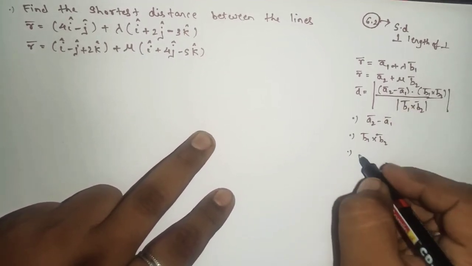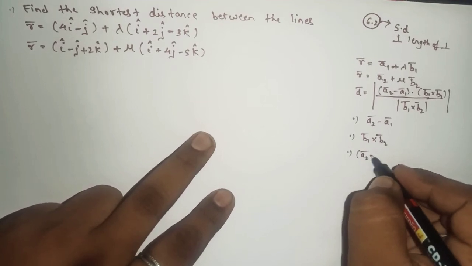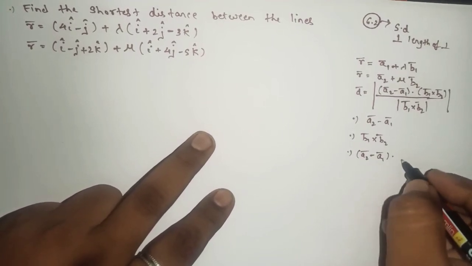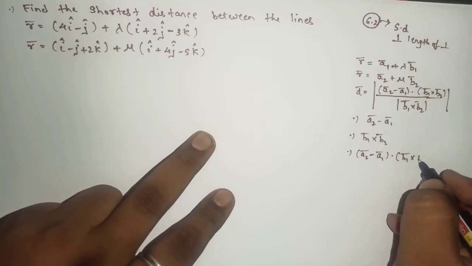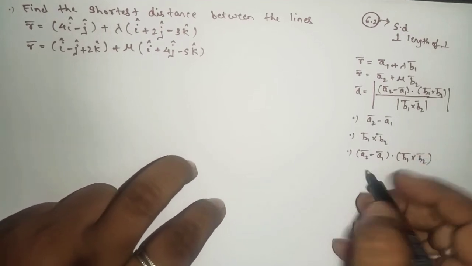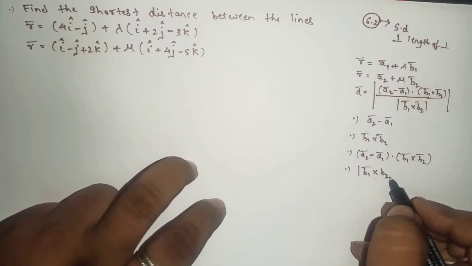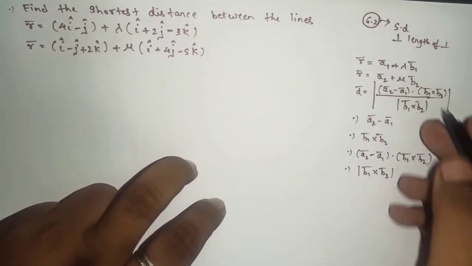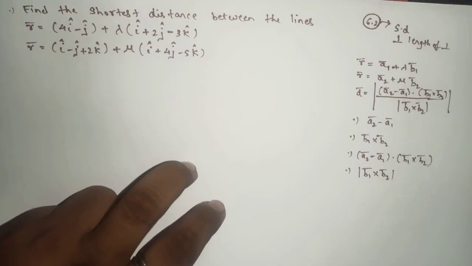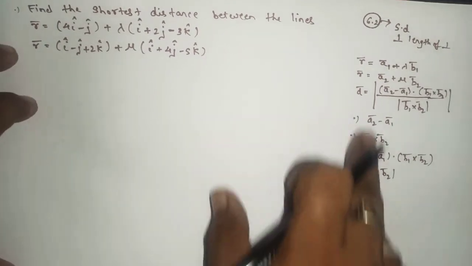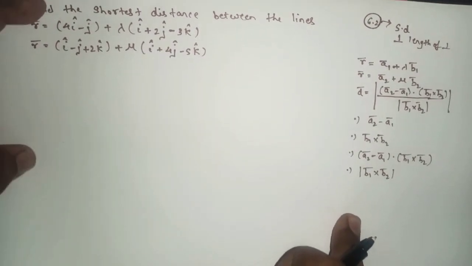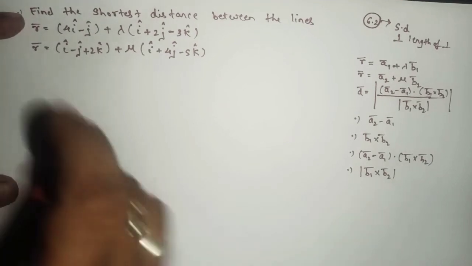After that you will find the dot product in the numerator section, and then you will find the magnitude of b1 cross b2. After that you will write the formula, substitute the values, and you will get the shortest distance. So these are the steps which you have to follow. So let's begin with the sum.